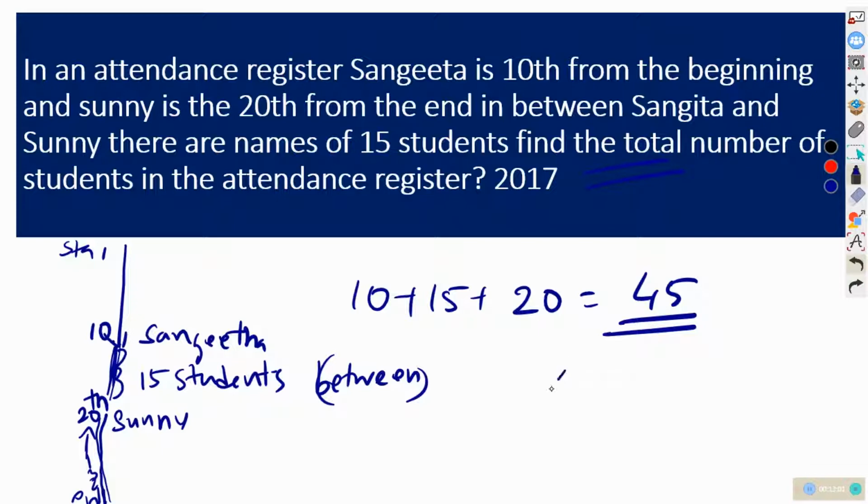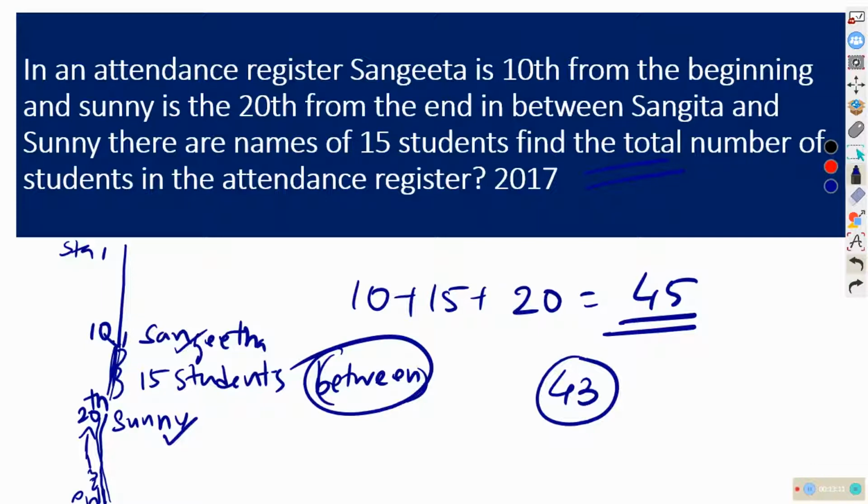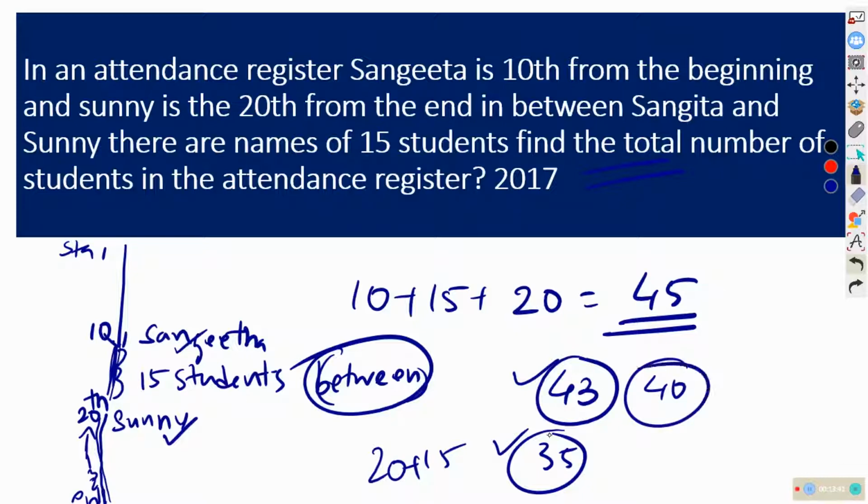Understood? The options will include 43, because Sangeeta or Sunny may be counted again. They are not repeated because the word is "between": neither Sangeeta nor Sunny is included. So there is no reduction in 50. There can be those who are confused about the statement, so 20 plus 15, 35, will be another option to confuse you. 43 is the most confusing, 35 will be the next chance of confusion. Understood? Any other number related to 43, 35, 45 can be given, like 40 as another choice.